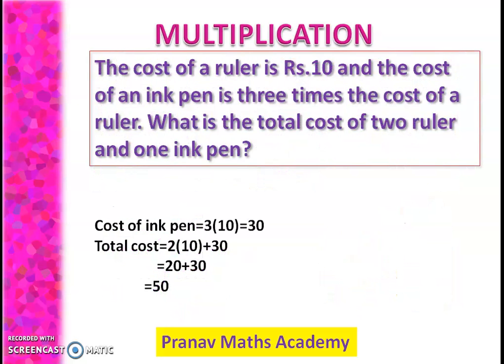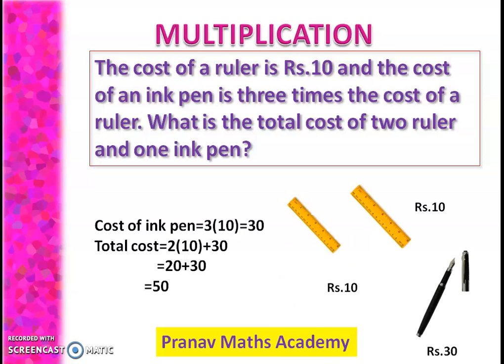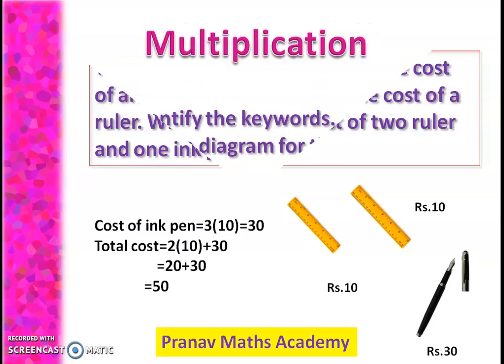Next question. The cost of a ruler is rupees 10 and the cost of an ink pen is 3 times the cost of a ruler. The question is to find the total cost of 2 rulers and 1 ink pen. Here the cost of 1 ruler is given, so we have to multiply it by 3 to find the cost of the ink pen. Then to find the cost of 2 rulers, we have to multiply by 2. 2 into 10, with that we have to add the cost of the ink pen, therefore we get 50. You can draw a diagram to understand it better.